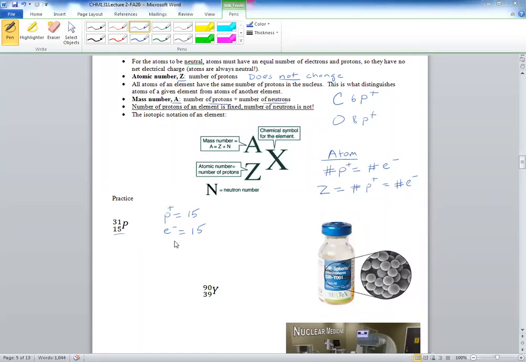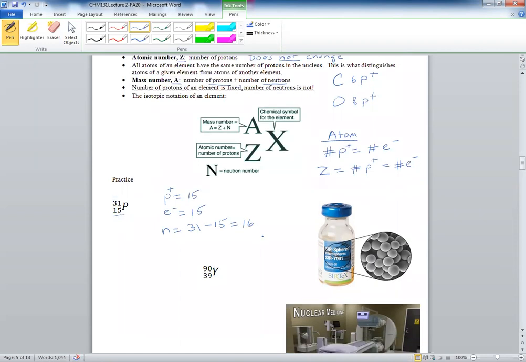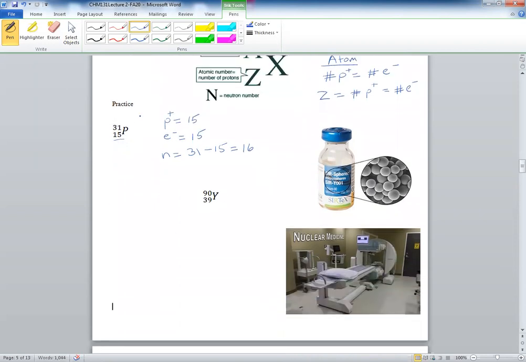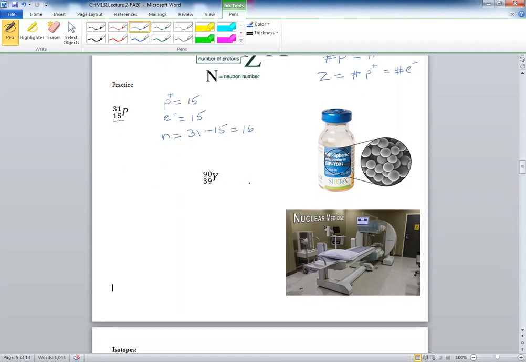Now, the number of neutrons is simply 31 minus 15. And that gives us 16. So what's a common mistake is that students think that the top number is the number of neutrons, so they write 31. That is not correct. Remember, that's the mass number, and it's called the mass number because it gives that atom its mass. Neutrons and protons are much more massive than electrons.